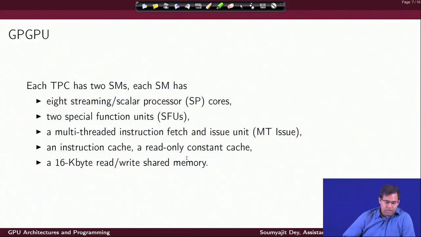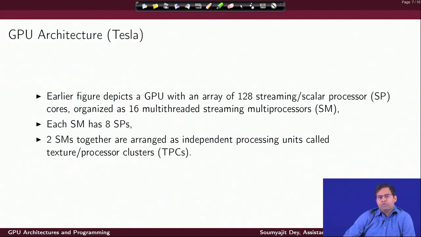Coming back to the way the different functional units would be arranged in the GPU. Each of these TPCs contains 2 streaming multiprocessors. Each of the streaming multiprocessors has 8 streaming or scalar processors. Along with these scalar processors, the SMs will also have 2 special function units or SFUs, and there is a multi-threaded instruction fetch and issue unit. So, again if we just go back to this figure.